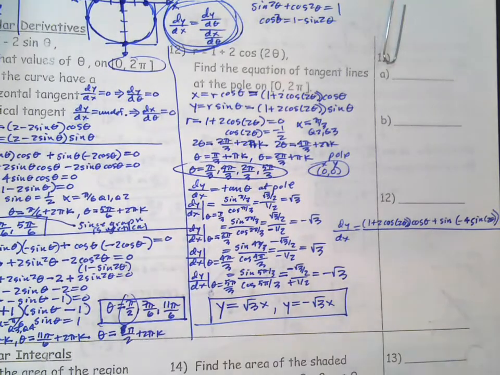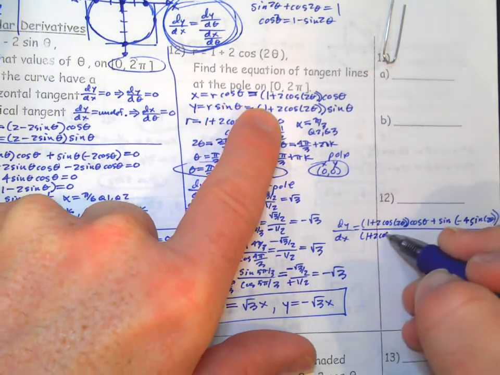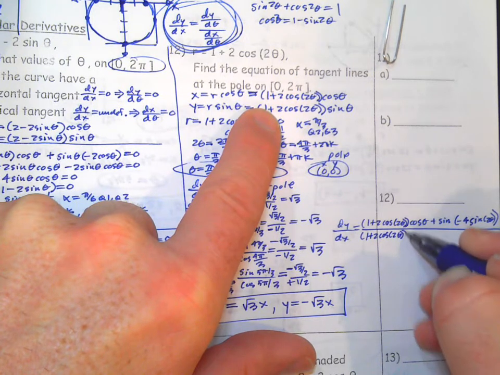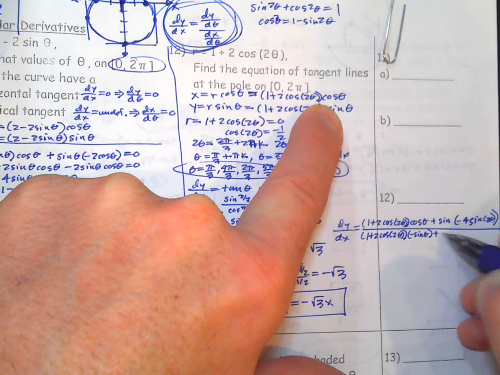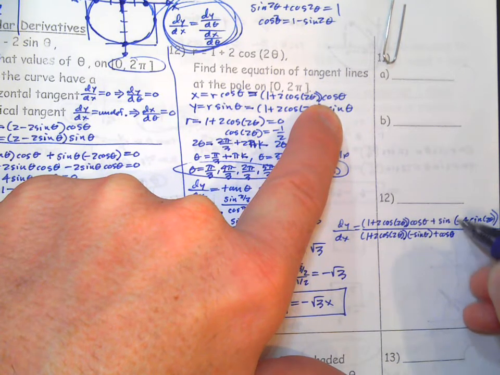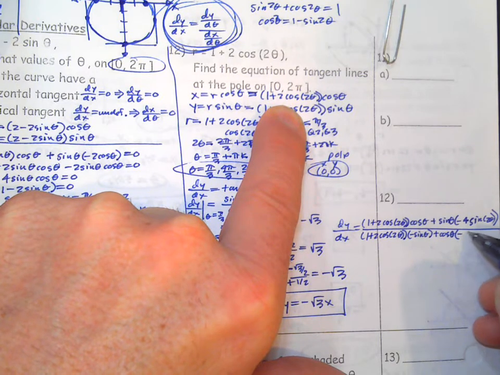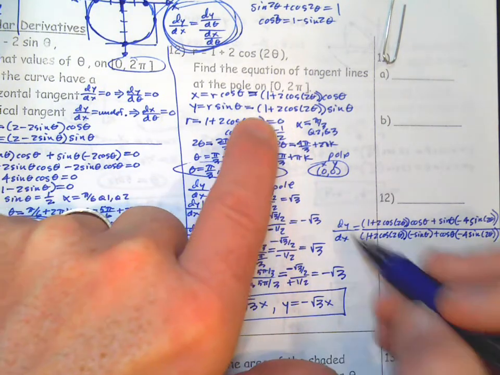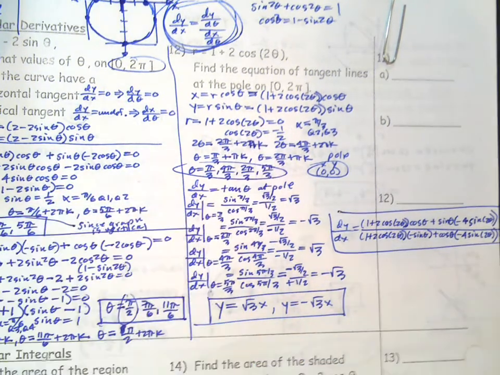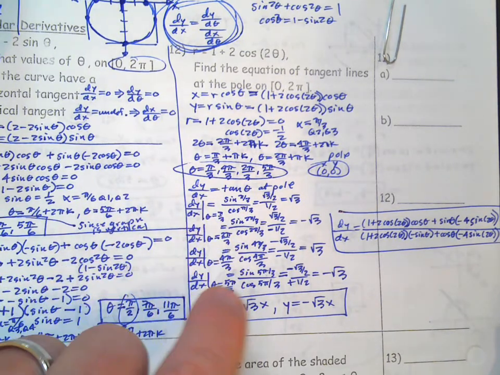And then the bottom would be dx/d theta, so that'd be 1 plus 2 cosine 2 theta times the derivative of cosine, which is negative sine, plus cosine theta times that. The derivative of this would be negative 4 sine 2 theta. So you would have to use this and plug pi over 3, 2 pi over 3, 4 pi over 3, 5 pi over 3 into this.